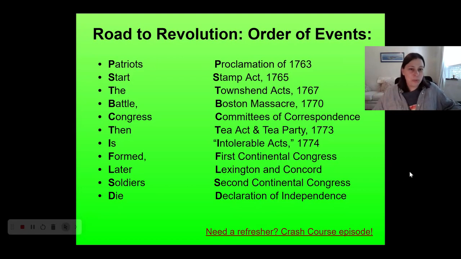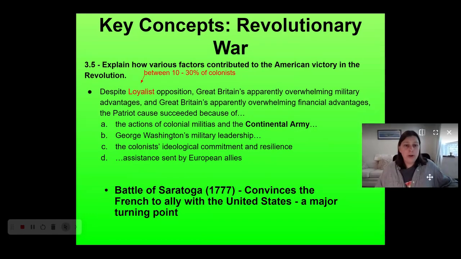So again, that's just a quick rundown there. As far as the Revolutionary War itself, this slide, this key concept that's on here, really is what you need to know about the Revolutionary War itself. Just a couple of terms in here that I want to highlight in particular. The College Board and I would like you to know that there is never a point in the Revolution where all of the colonists are united behind the revolutionary cause. There are always a portion who are what we call loyalist, which means loyal to the British. As you can see on the slide, that's anywhere between 10 and 30% of colonists.